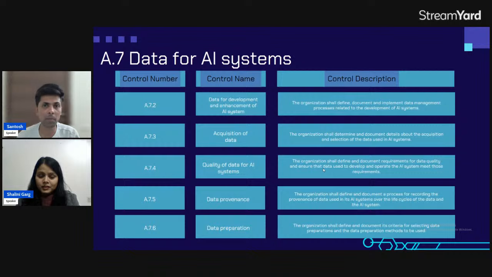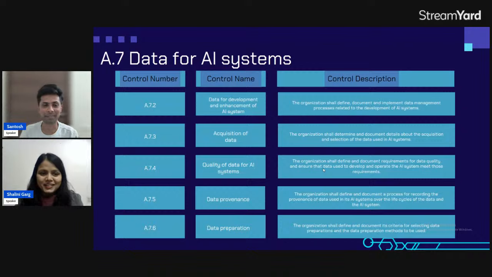Just a quick, I'm sorry to interrupt you. Just a quick check. Are we talking about 8.7, data for AI systems? One second. Yes, we are talking about 8.7. This is data for the AI system. Perfect. Yeah, we are on that slide only, right? Yeah. Okay. Also, quick time check, Shalini. We are 5 minutes past the scheduled time. So if you can. I am just trying to wrap up real quick, Santosh.